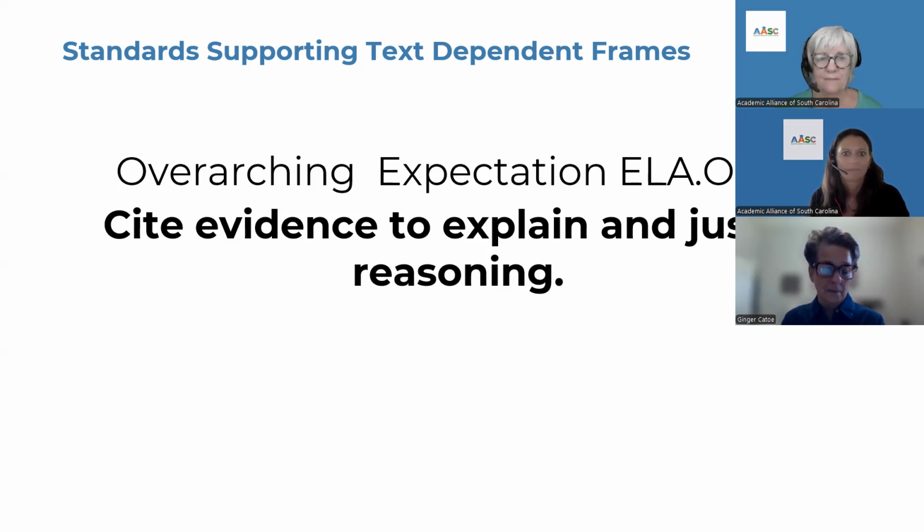If you were in our last webinar, we talked about writing and the ELA standards, and I love our ELA standards that we have in our state right now. But the overarching expectation that we're going to really address today, and as it relates to text dependent frames, is to cite evidence to explain and justify your reasoning. We teach students all the time. Not only do they need to tell us what they think, but tell us why they think that. And being able to cite evidence from either something they're reading or something they've researched or something they've seen or someone that they've interviewed, but to be able to explain and justify their reasoning behind their opinions and their ideas. So that's my overarching expectation today as we look at this work.